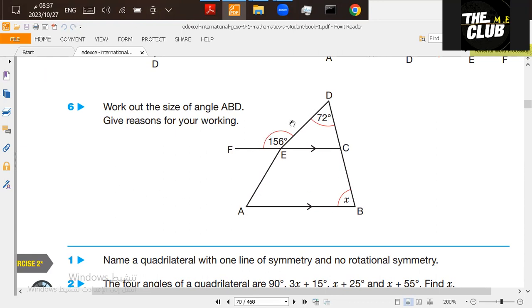Now the angles that we have is this one, 156. We have this one which is 72. Now we're gonna start from these angles.